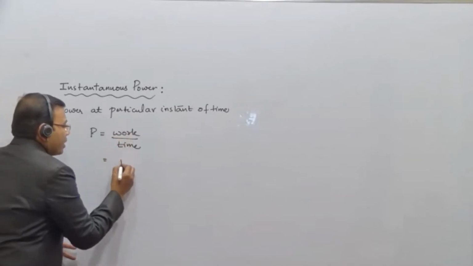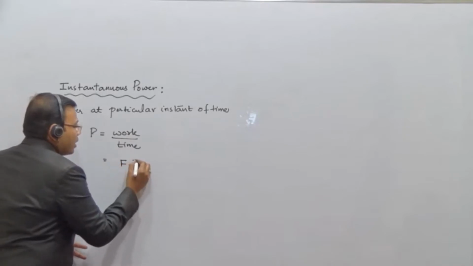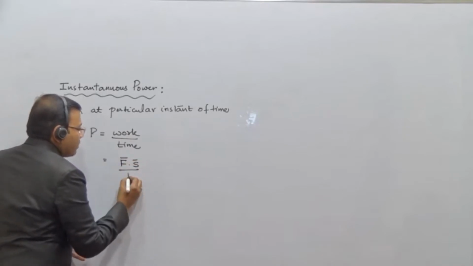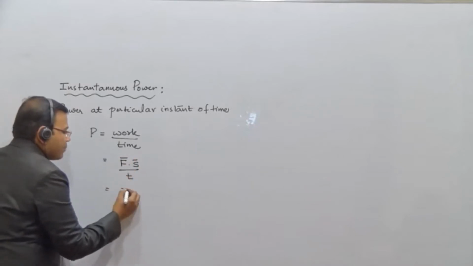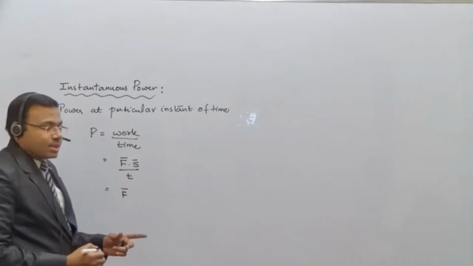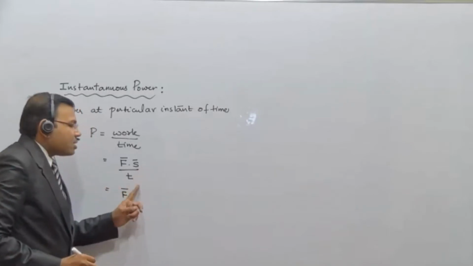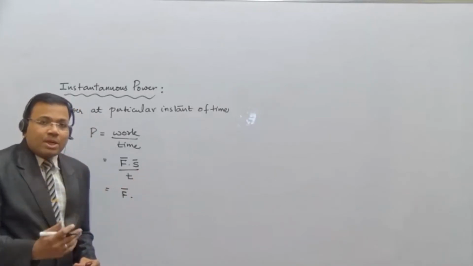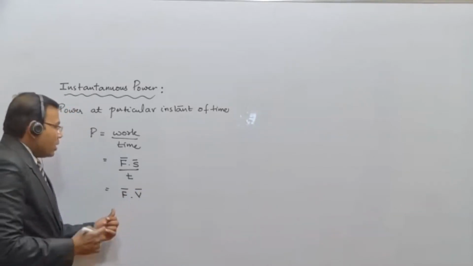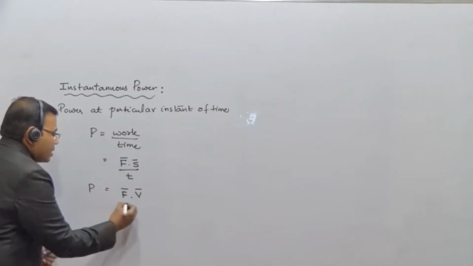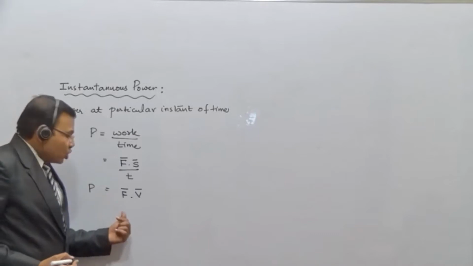So work we can write as F dot S by T. Now, this force I'm not disturbing, as it is, dot. What is displacement by time? Displacement by time is velocity. So for instantaneous power we get the formula F dot V.